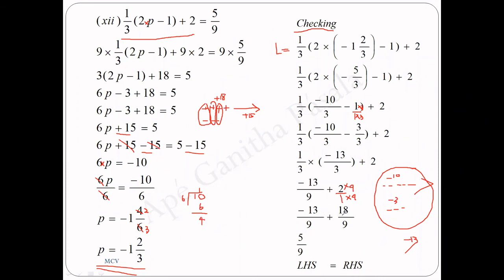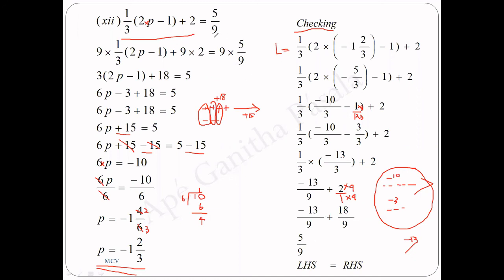Minus 13 plus 18. Think of it this way: minus 13 cancels with plus 13, then plus 5 remains from this. So it is plus 5 over 9. So the left hand side is plus 5 over 9.